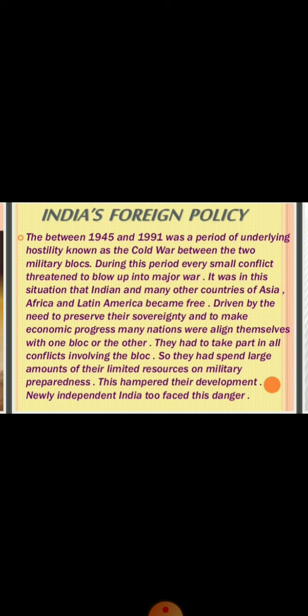They did not join any of the bloc. They had to take part in all conflicts involving the bloc. So they had to spend large amount of their limited resources on military preparedness. This hampered their development. So newly independent India too faced this danger of becoming the member of any of the bloc. So India tried to follow the principle of non-alignment, means not taking part or not favoring any of the bloc.